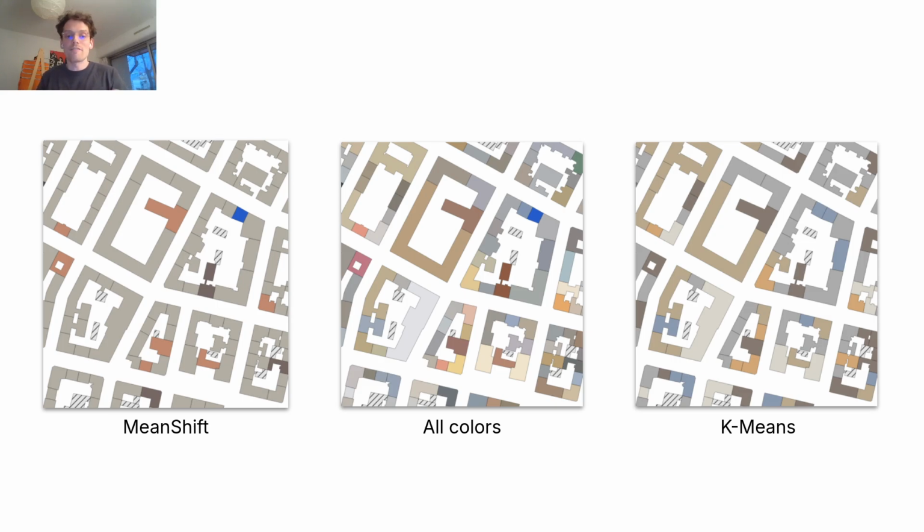On the left side, we have mean shift, and as you can see, this sharp blue color is still standing out, while k-means on the right side tends to flatten this color diversity, and we don't have these salient colors that are standing out, so we don't have any visual clues anymore.